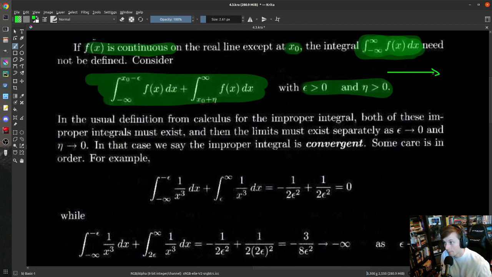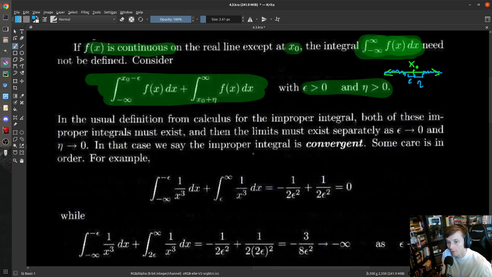Wow. Okay, so suppose we got some x naught right here. Basically what we're doing is we're going to go back by epsilon and forward by eta, and then we're going to integrate over this chunk, and then we're going to integrate over that chunk, and then we're going to make these guys very small, right?